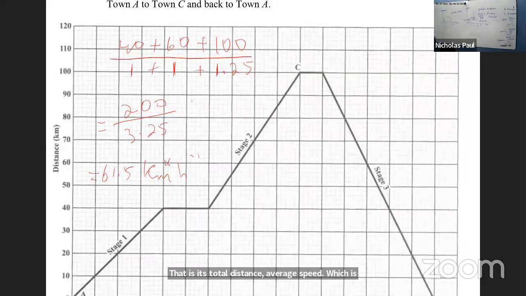All right, so I want you to learn these little things here: how to find gradients and what the graph represents.